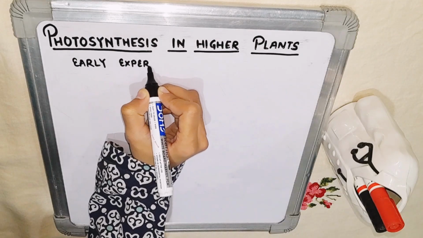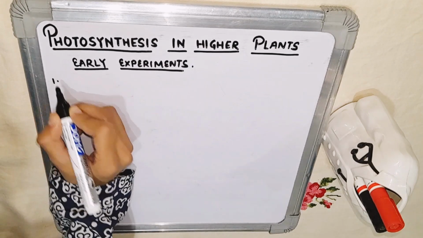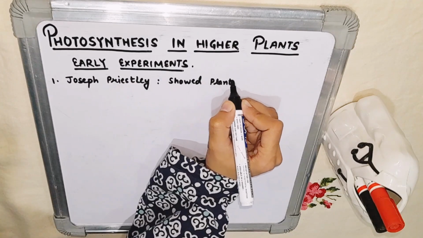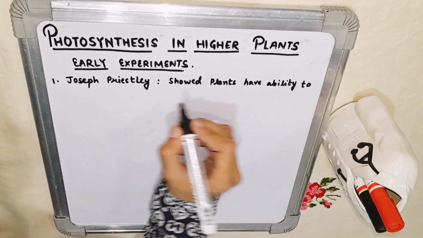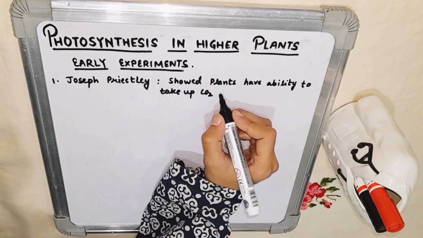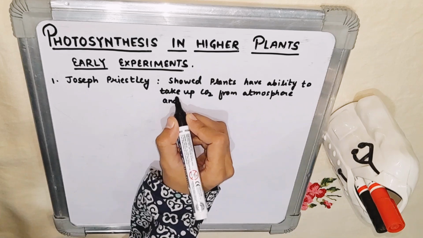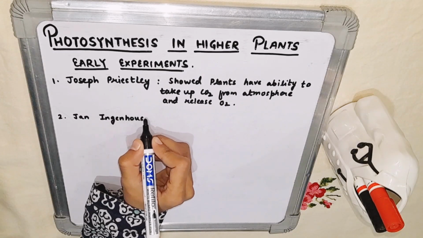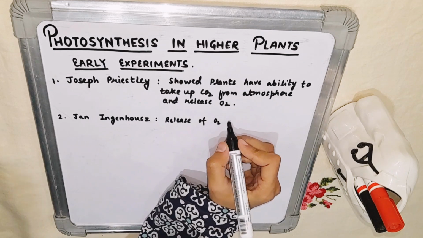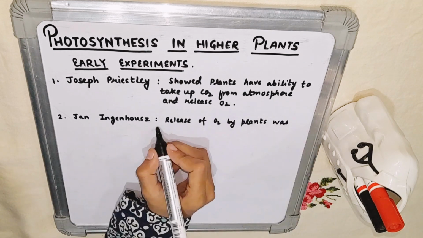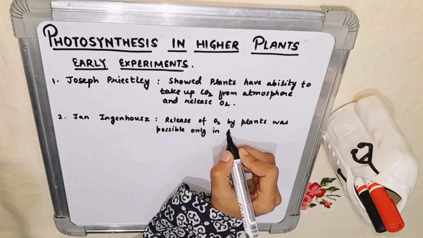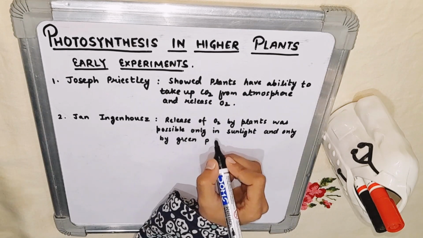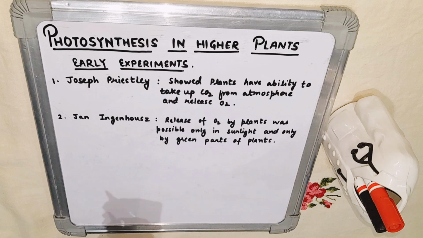Now some of the early experiments on photosynthesis were first by Joseph Priestley. He showed that plants have the ability to take up carbon dioxide from the atmosphere and release oxygen. Next experiment was by Jan Ingenhousz, which states that the release of oxygen by the plants is possible only in sunlight and only by the green parts of the plants.